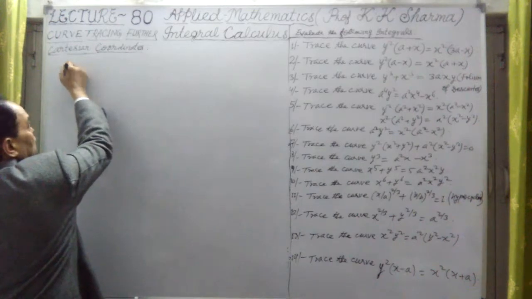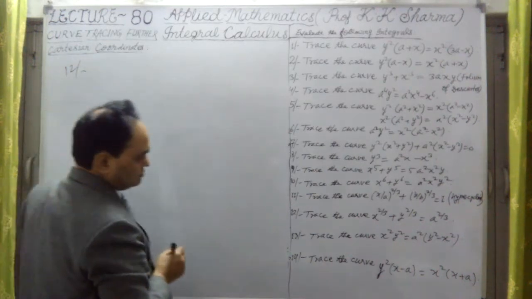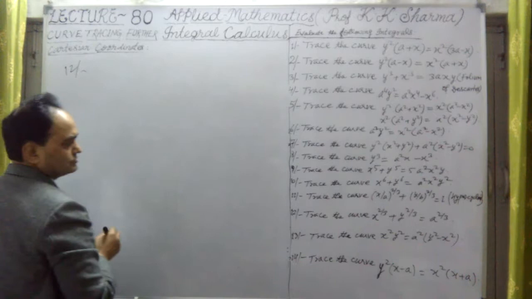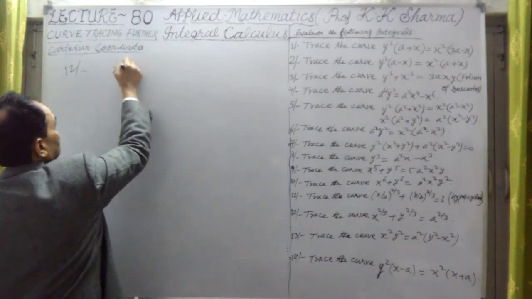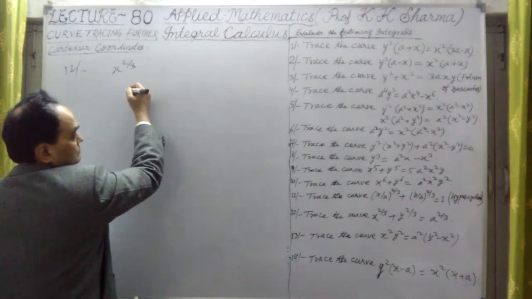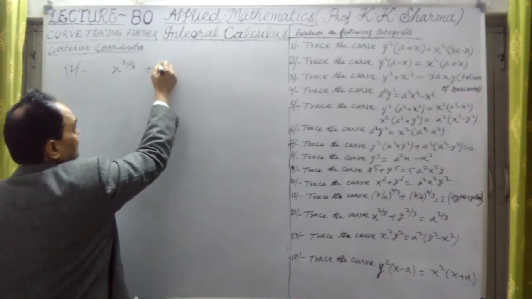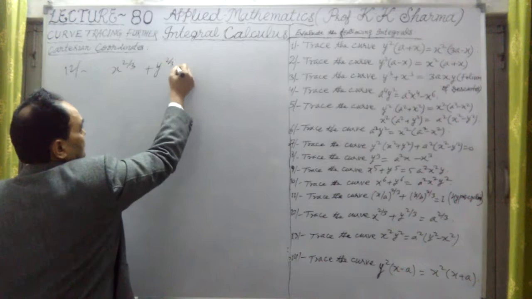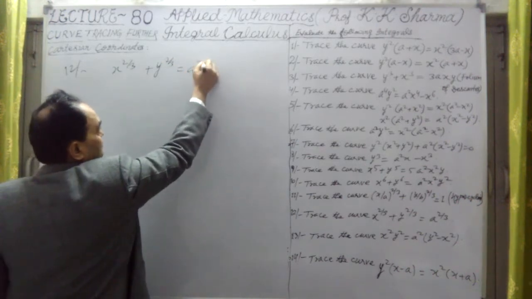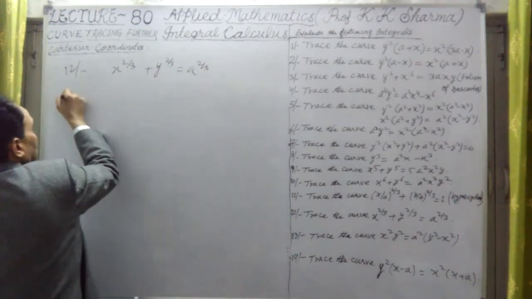Now the 12th question. The 12th question is again a similar type of question: x^(2/3) + y^(2/3) = a^(2/3). Okay, solution.